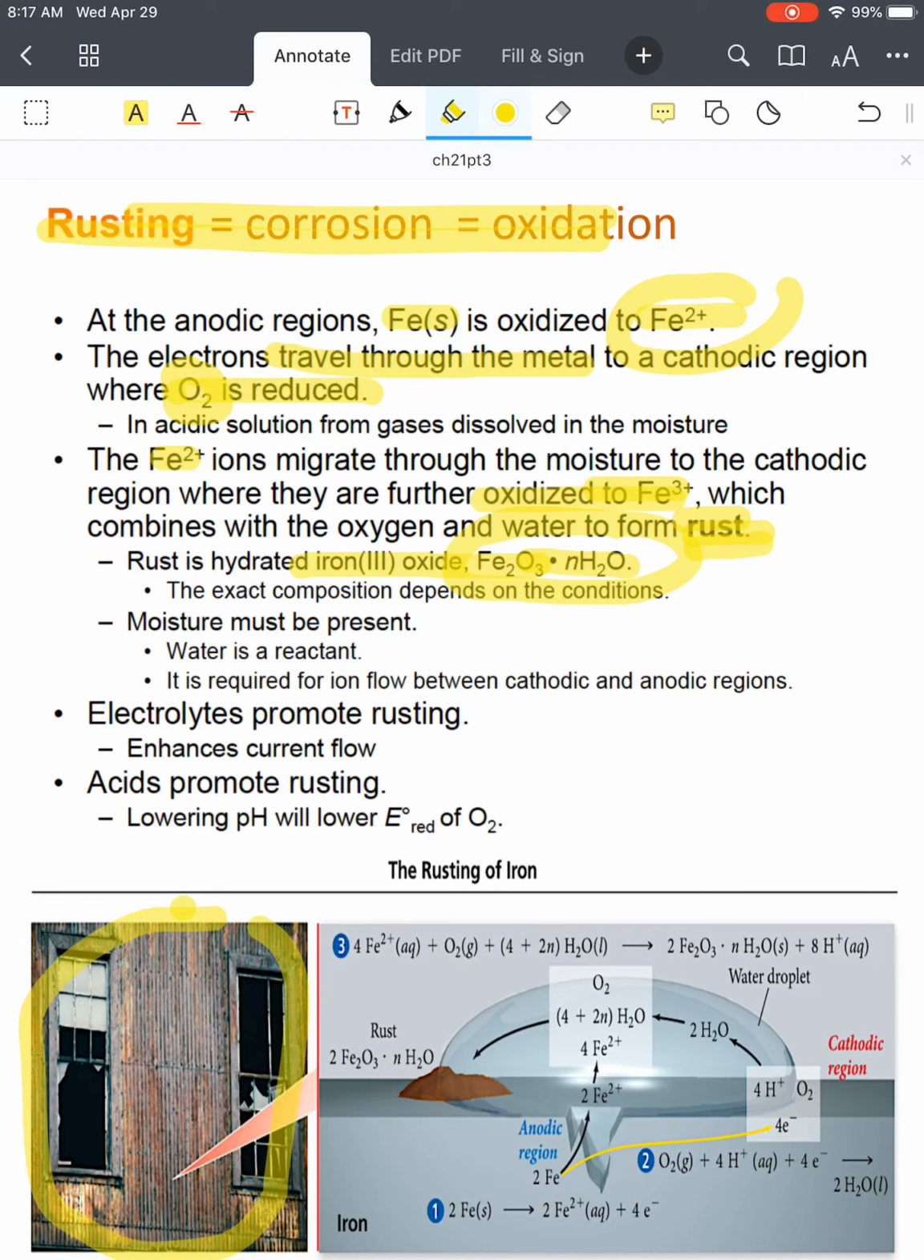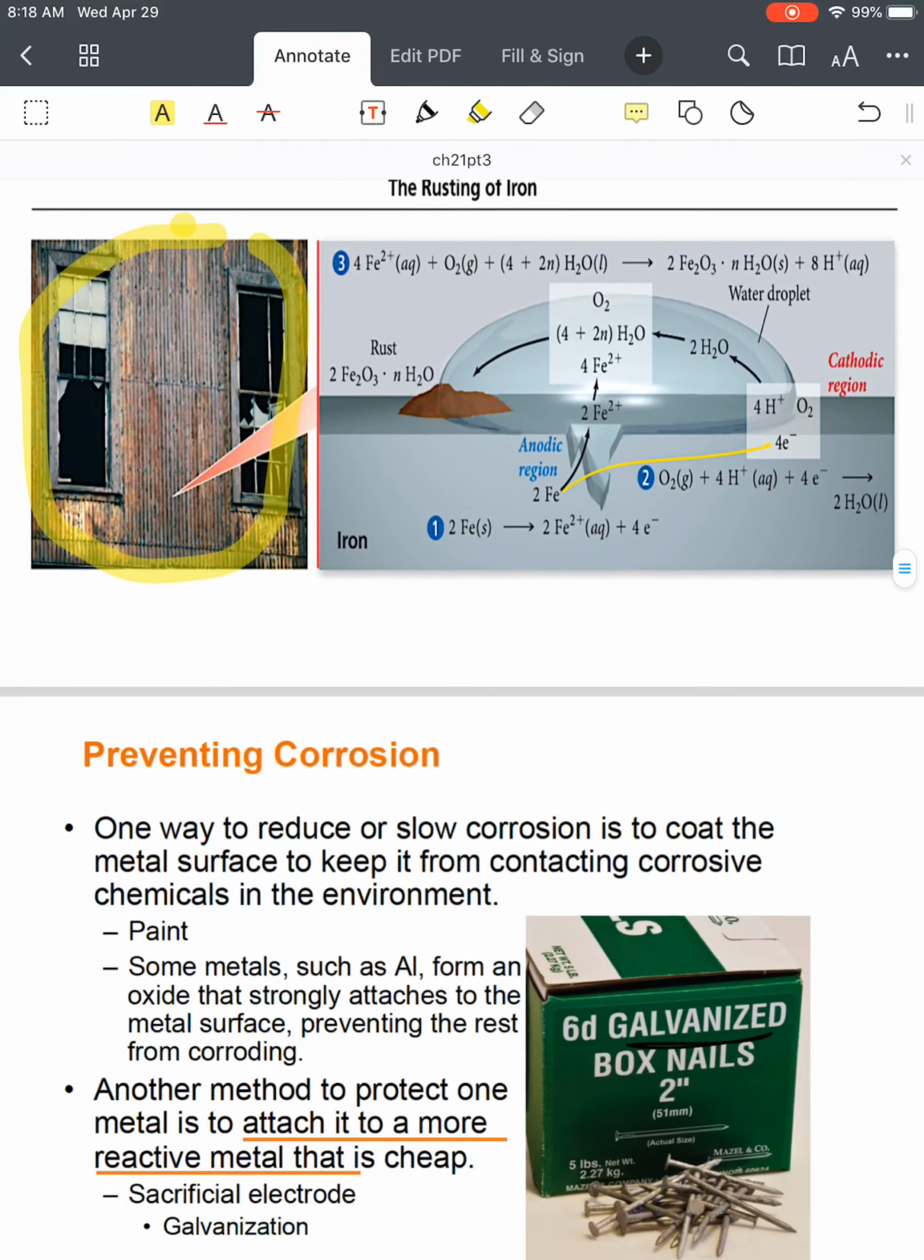The moisture is important, not only for formation of this iron 3 oxide hydrate, but also having water and ions or electrolytes present. It really allows for more efficient charge transfer. Remember, we have to shuttle these electrons to different places. And if we're working in a conductive solvent, such as an aqueous solution with electrolytes, that promotes current flow and thereby promotes rusting, okay? So this is basically the rusting of iron, the process that takes place. So a few reactions behind that.